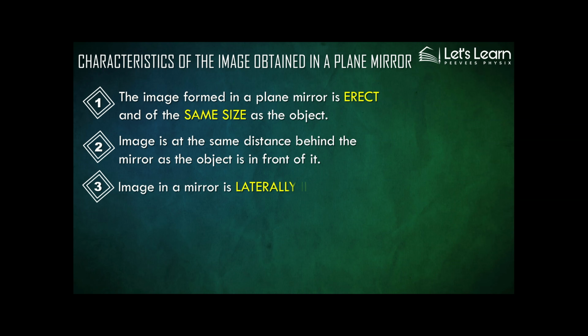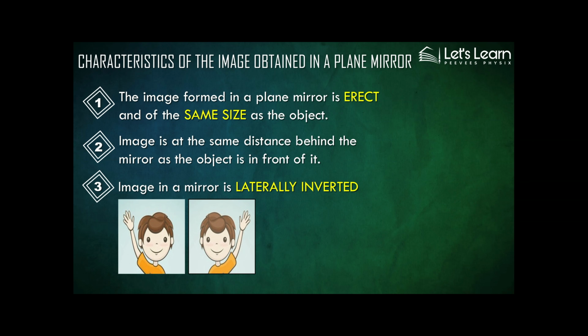Third characteristic. The image from a plane mirror is laterally inverted. What does laterally inverted mean? See, you are the object, you are lifting your left hand, and you will see the image is raising its right hand. It is just laterally inverted. And if I write a letter B in front of a mirror, the image you see on the mirror will be something like this, opposite. So if I write AB, it will be something just like that. This is the meaning of laterally inverted.